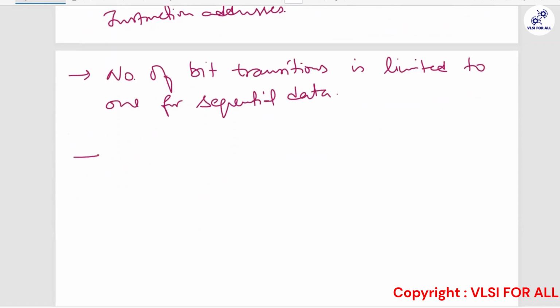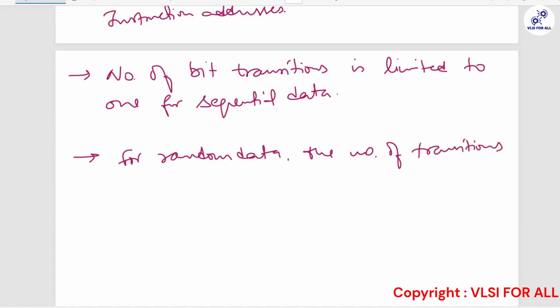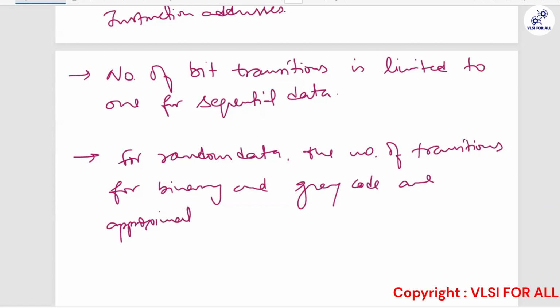And we discussed one more thing. If there is random data, the number of transitions for binary and gray code are approximately equal. Okay, you got it?